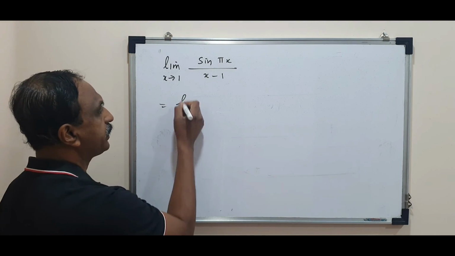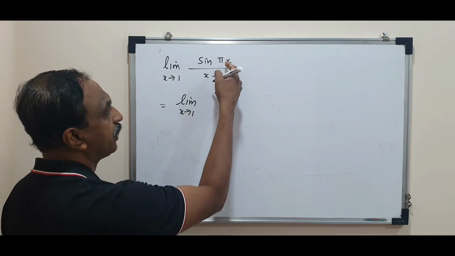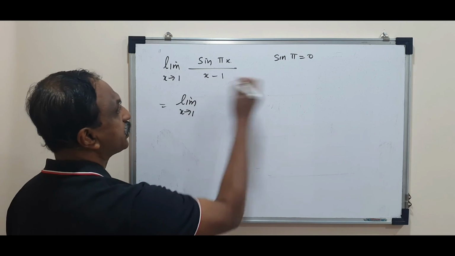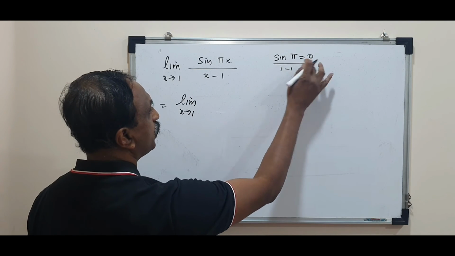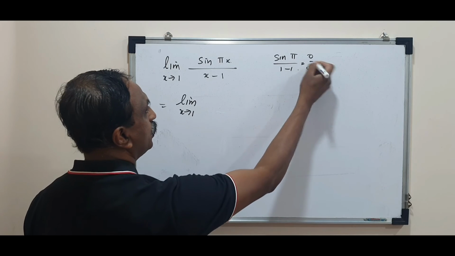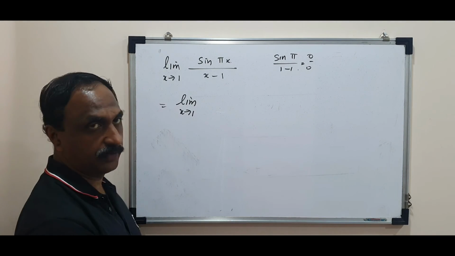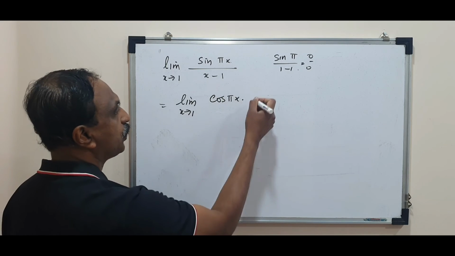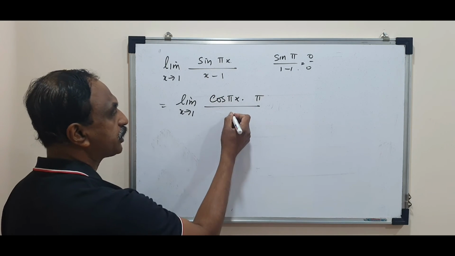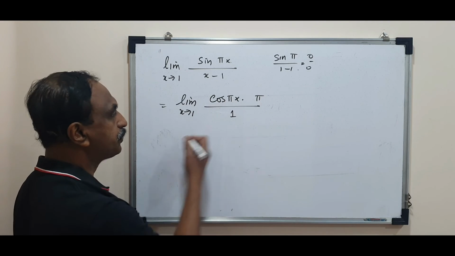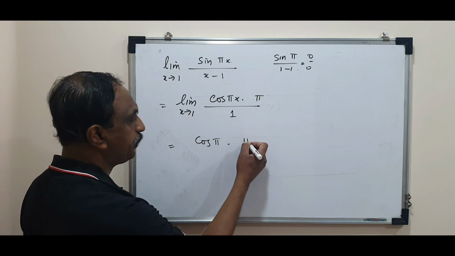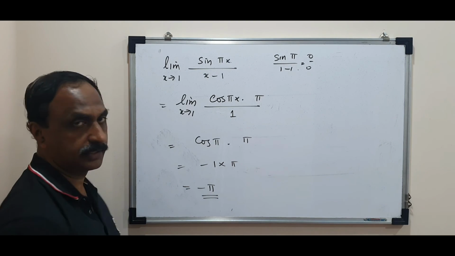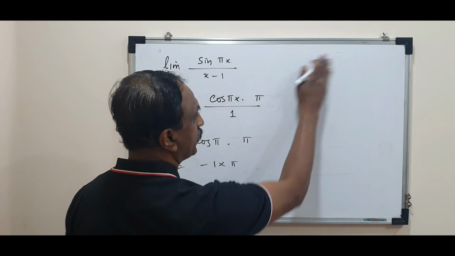So differentiate the numerator. So limit x tending to 1. Remember, when I replace x by 1, sin pi is 0. When I replace x by 1, 1 minus 1, that is also 0. So you will be getting 0 by 0. So since it gets 0 by 0, I can apply the derivative method. Sin pi x is cos pi x into derivative of pi x, so pi will come. Into derivative of x minus 1 is 1. Replace x by 1, so cos pi into pi, so minus 1 into pi gives you minus pi. This gives your answer.